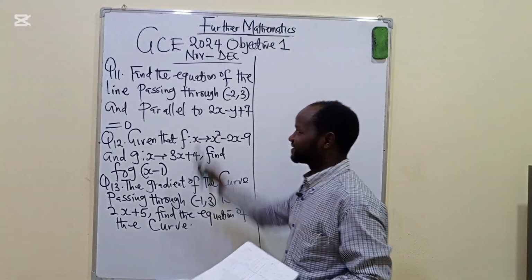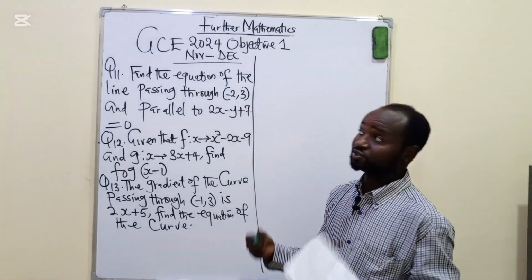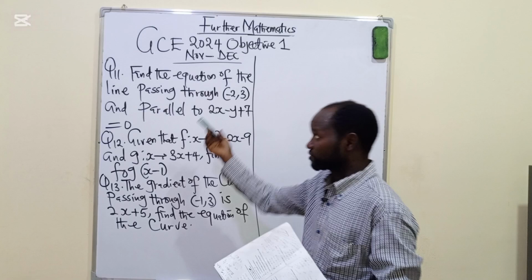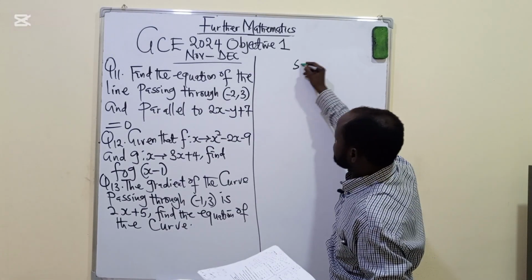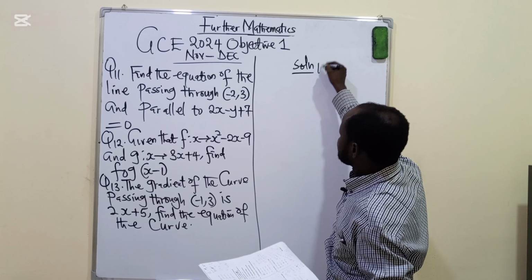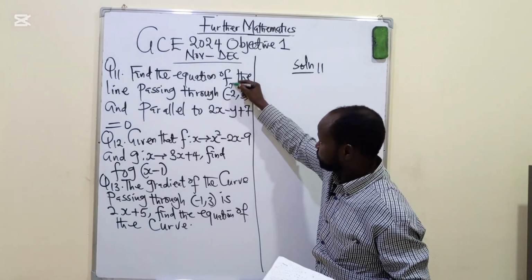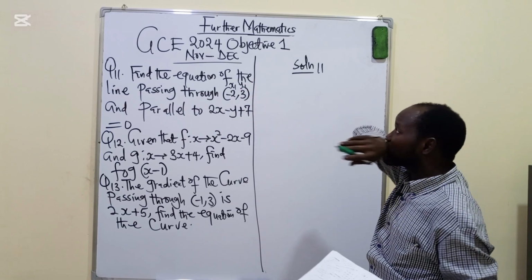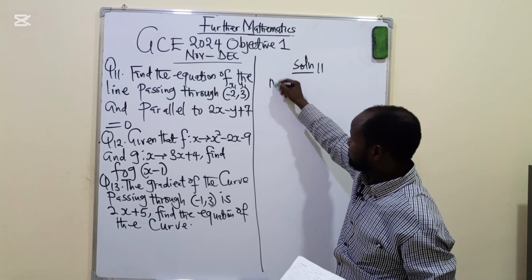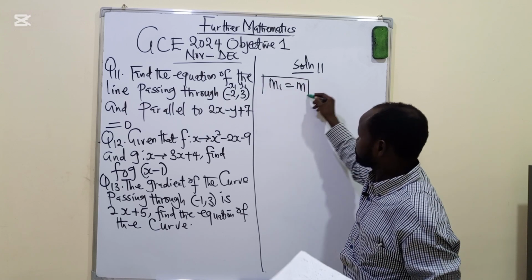Let's look at how we can analyze this. That's the condition for parallelism. We have the condition for perpendicularity under coordinate geometry. Let's write down the solution. That is the solution to 11 now. Very important. We have minus 2 comma 3. This is our x1 and y1. The condition for parallelism is M1 must be equal to M2. Very important. This is the condition.